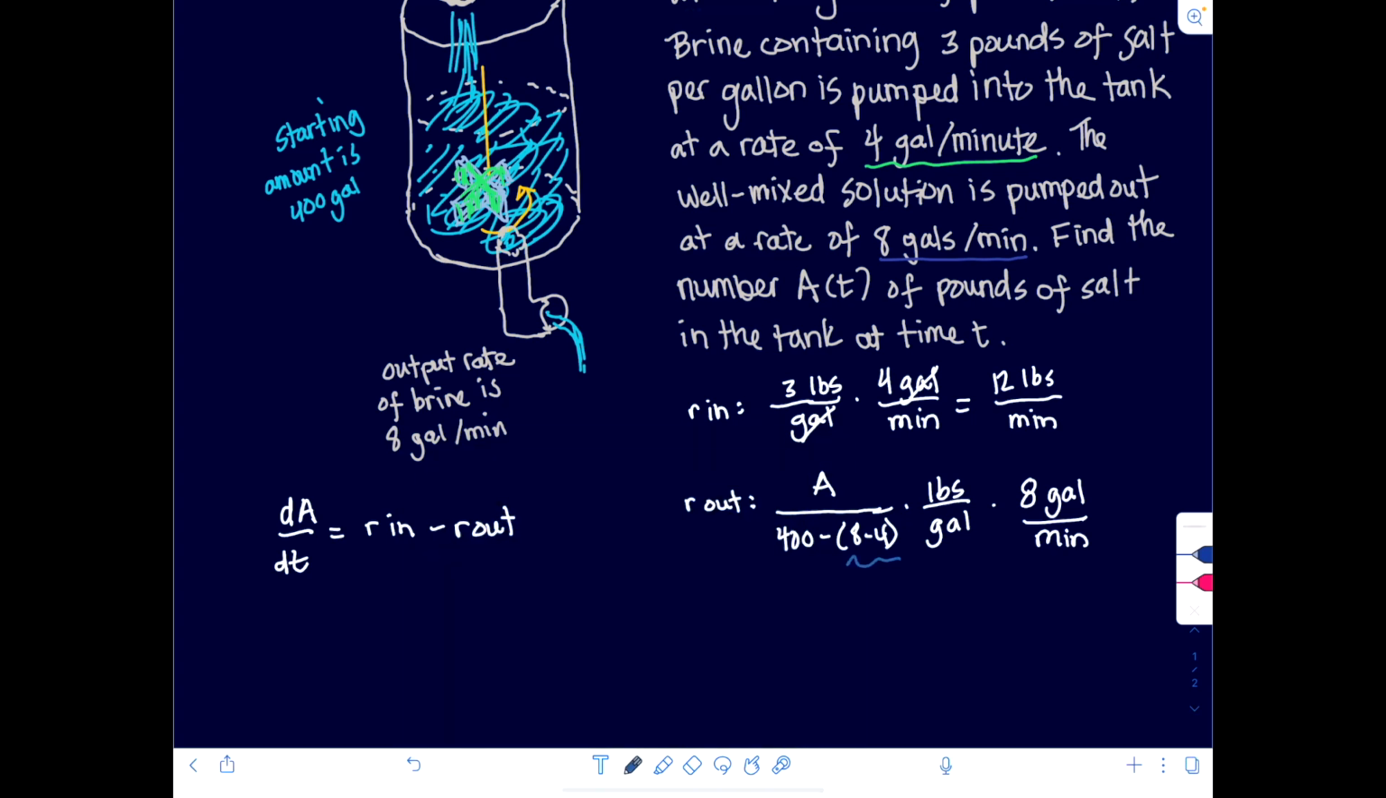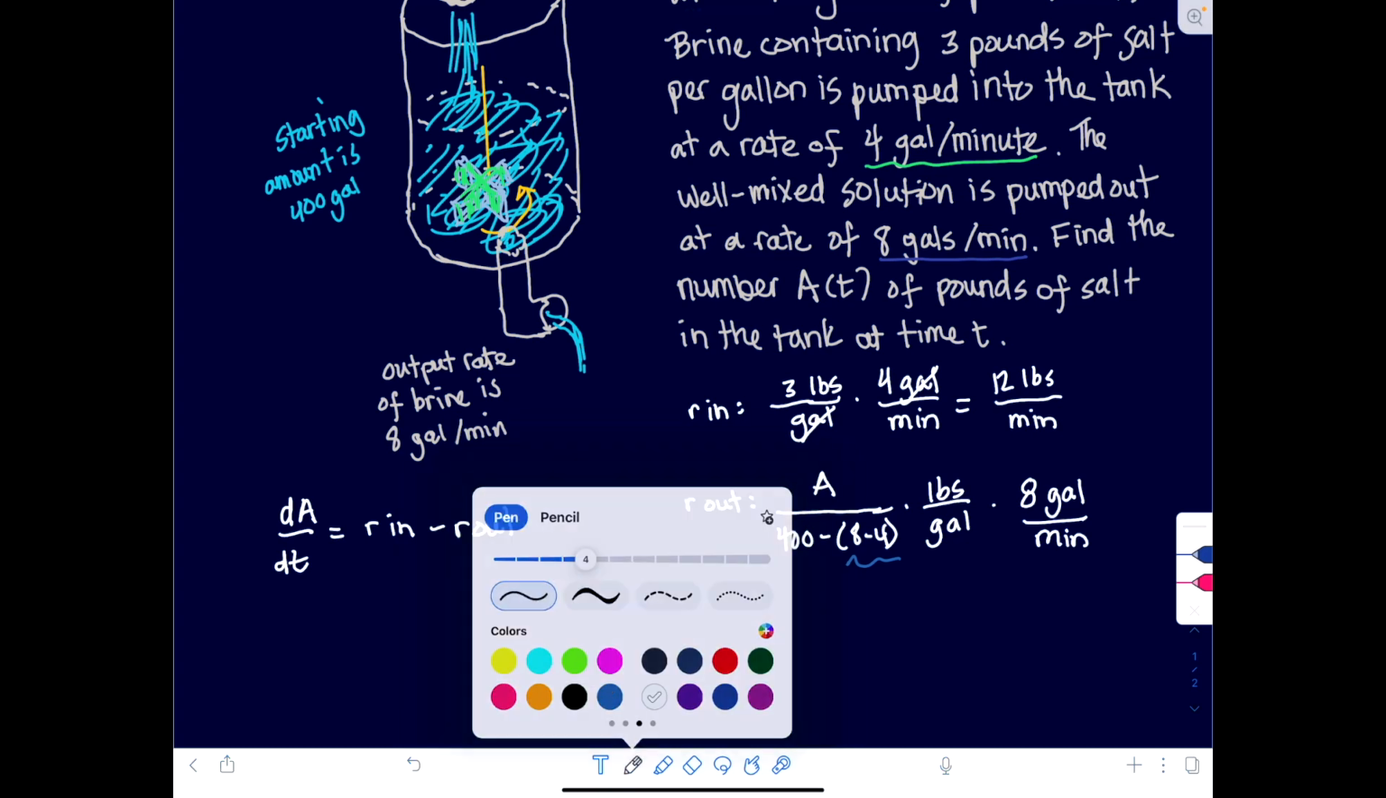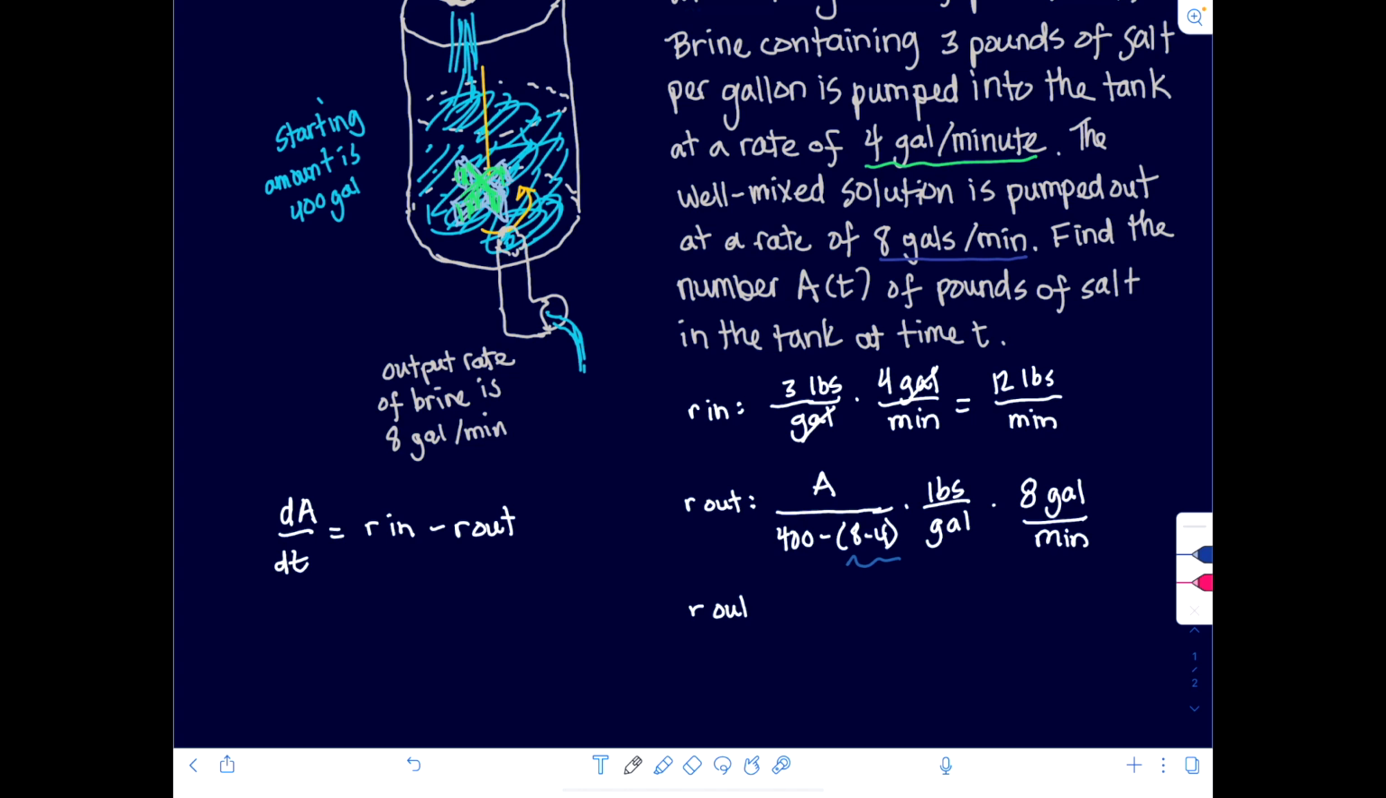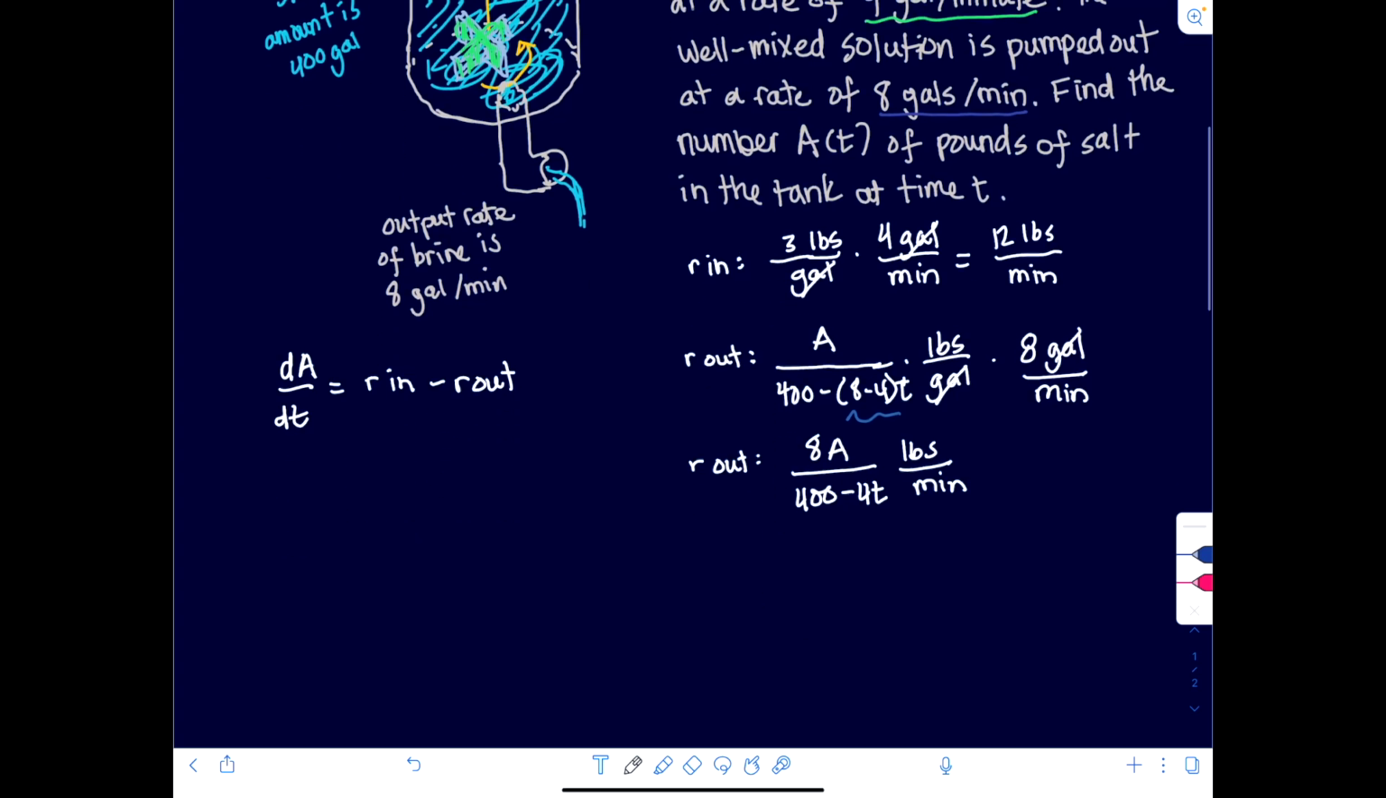Okay, so simplifying for R out, let's see what happens. We'll get 8A, the gallons divide out, right? Over 400 minus quantity 8 minus 4, and sorry, that's times t, so that's going to be 400 minus 4t, and this is all in pounds per minute, which is good. And then simplifying, taking a 4 out of each term, we'll get R out equals 2A over 100 minus t.